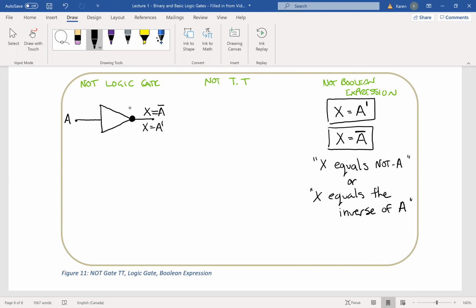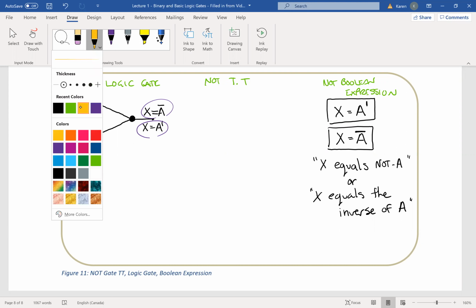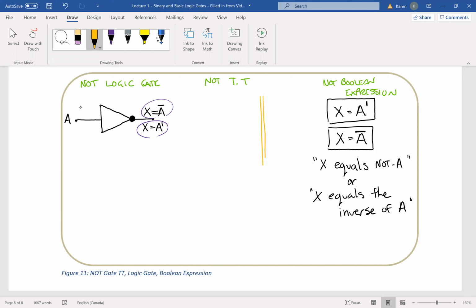When we're typing, it's easier to use this format. When we're handwriting, it's easier to use this format. And in this course, I'm going to use both, and I need you to know the difference. I need you to know both of them.